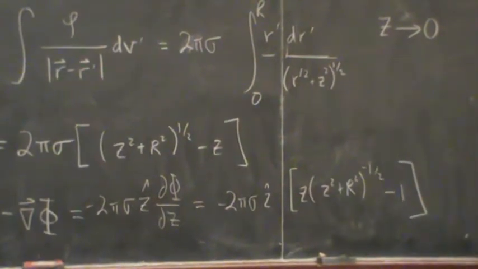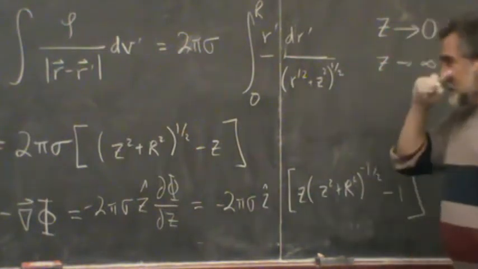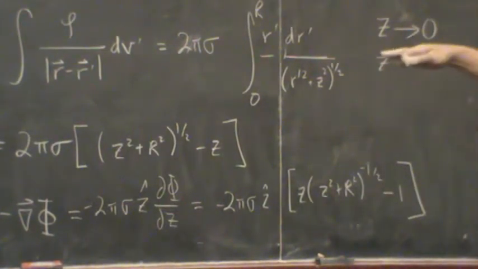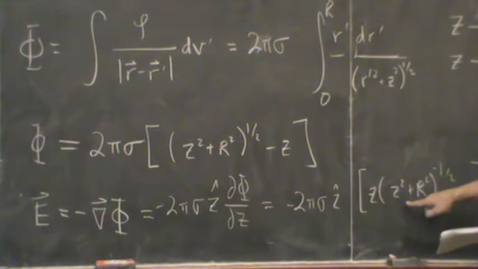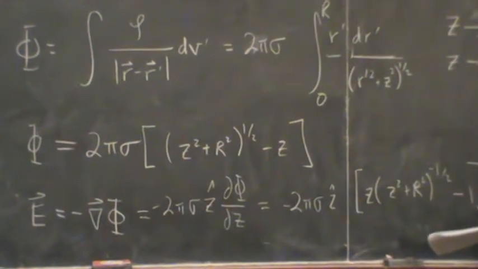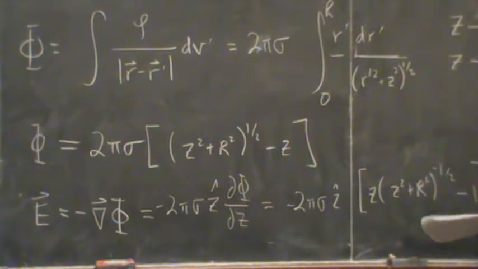Yes, right? And then I can ask, as z goes to infinity, what happens? As z goes to infinity, this thing's going to look like a point charge. Total charge, 2 pi sigma times pi r squared. Actually, pi r squared. Z goes to infinity. This goes to 0. This becomes 1. No, that goes to 1. 1 minus 1, so it goes to 0.